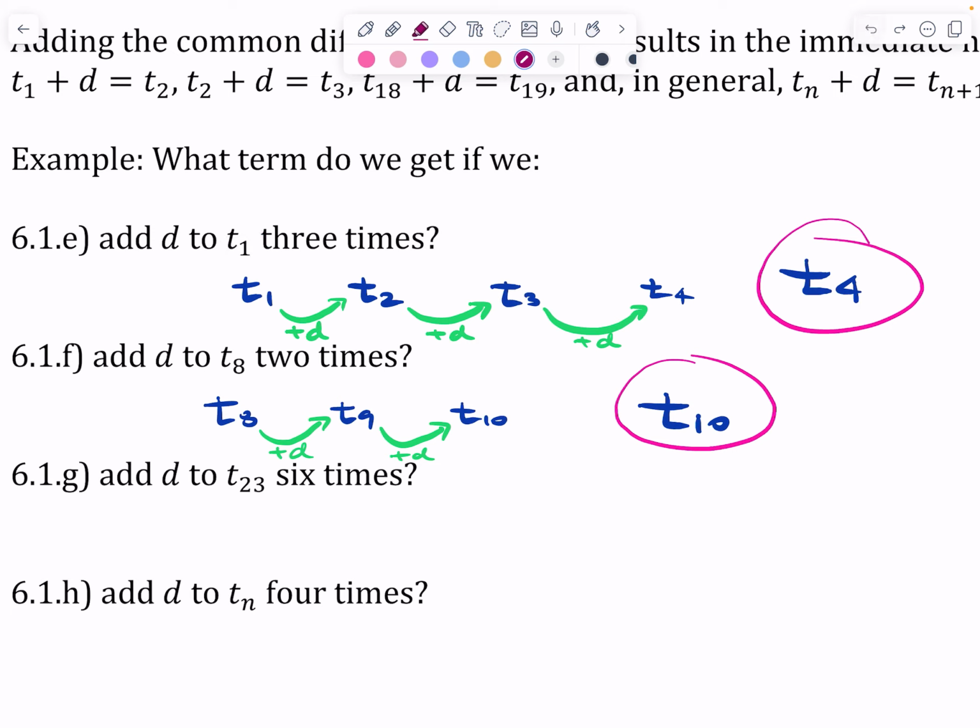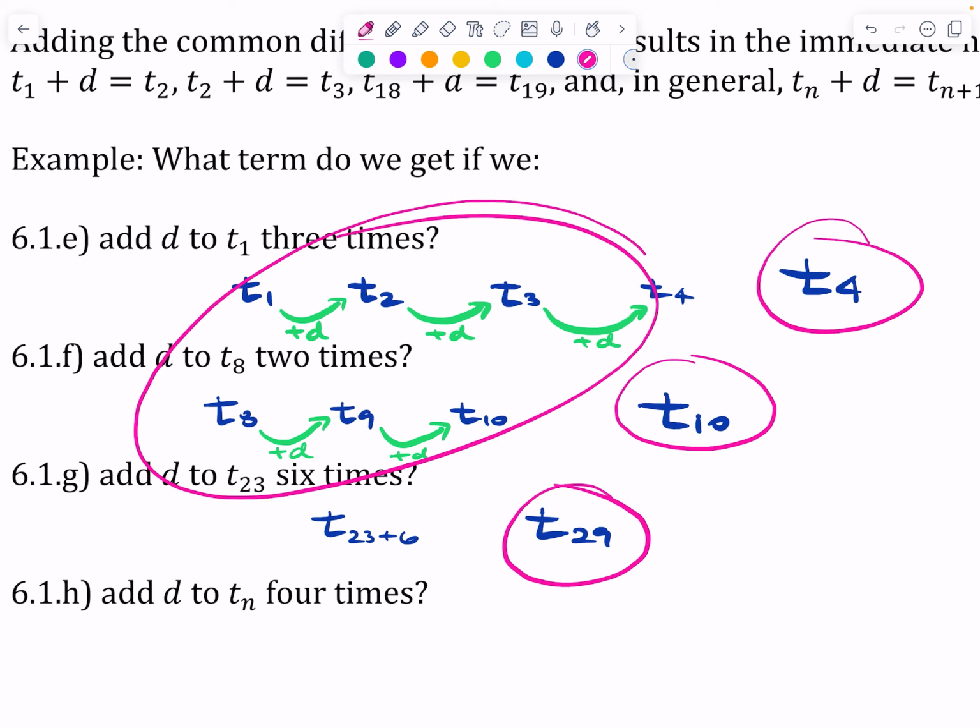So in this next example, writing out this whole process 6 times is kind of a lot. But we can recognize that we're starting at term 23, we're adding 6 differences, so the new result will be term whatever 23 plus 6 is, which I guess is term 29. And if you got that without doing any of the work here, then you should give yourself a way high five.